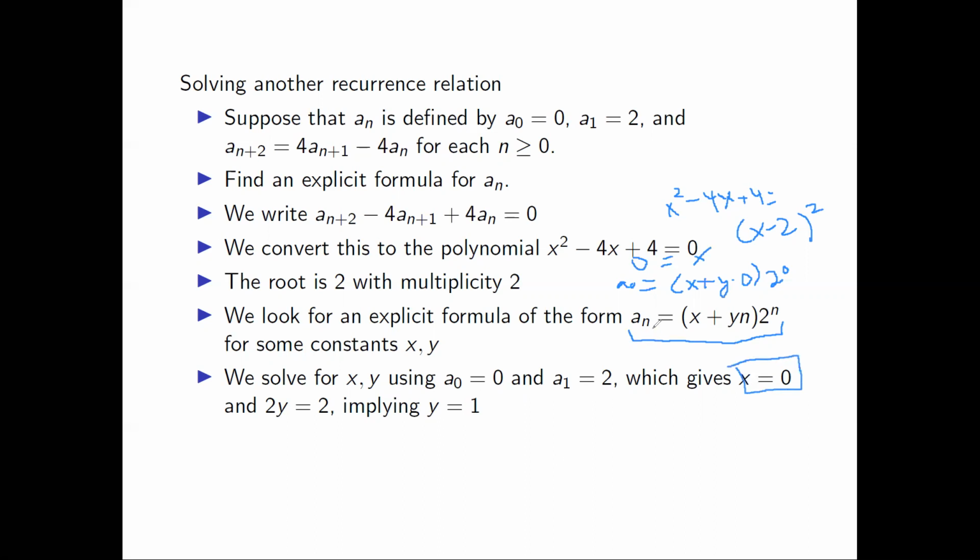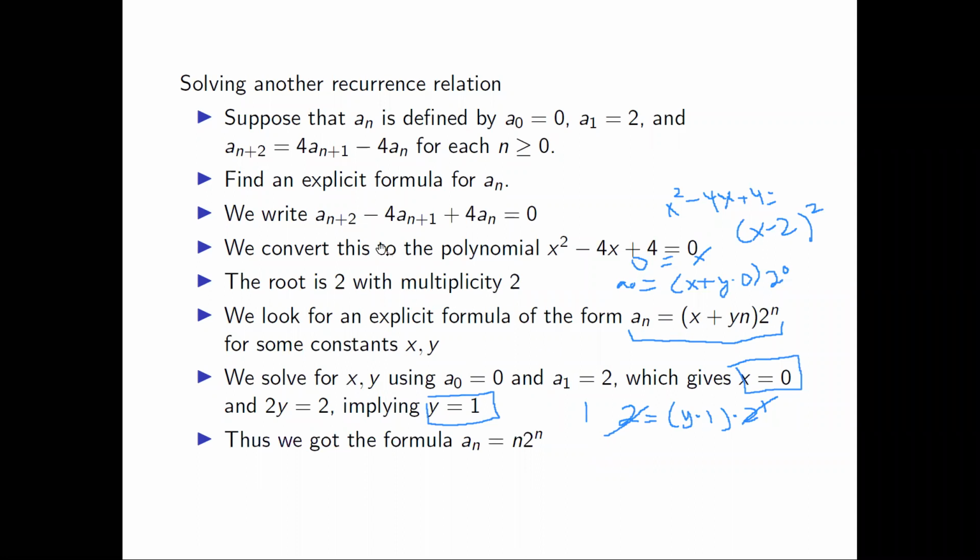And then we can also plug in 1 for n. So a sub 1 we were told is 2. So 2 equals x plus, oh, we already know x is 0, so I'll get rid of that. So 2 equals y times n times 2 to the n with n equals 1. So 2 equals y times 1 times 2 to the 1. 2 to the 1 is 2, so we can cancel these out. So we got 1 over there, so y equals 1. So that's how we got y equals 1. So the explicit formula we found is a sub n equals n times 2 to the n.